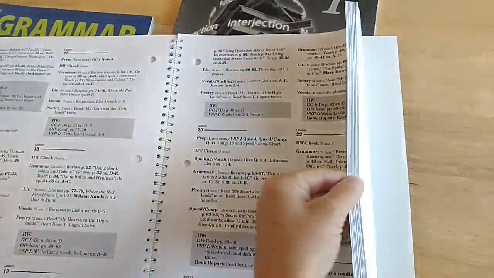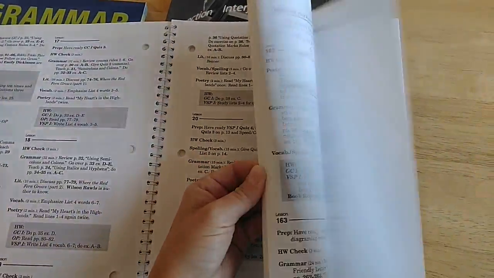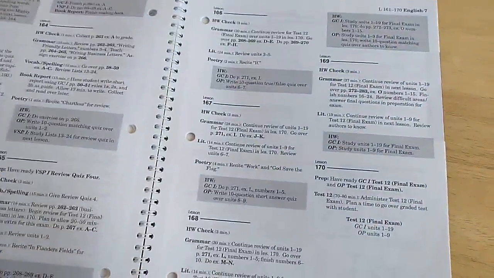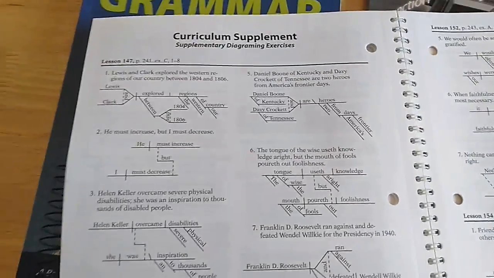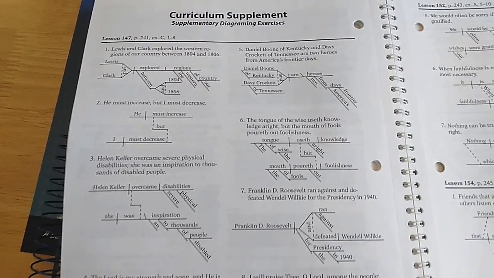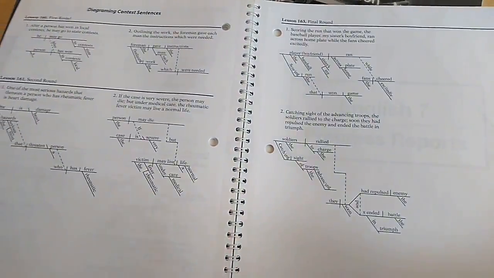Okay, sometimes in the back they'll have some extras. Okay, so here's the last lesson, lesson 170, which is a test. All right, and then here is some curriculum supplements. So if the child needs some extra practice, you can put these on the board or help them out.